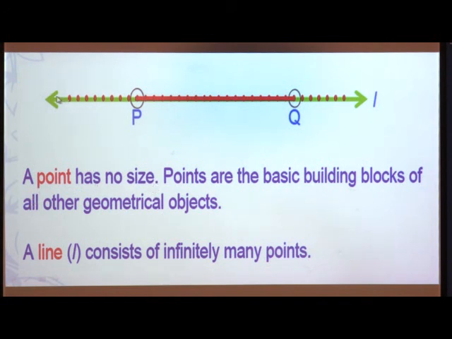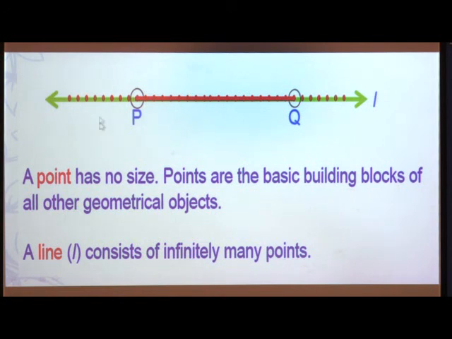See students, you can see a line. P is a point and Q is a point. Here just 2 end points are denoted. Besides this, there are many points on the line. And as you can see, this line is extended from both the sides. As we have seen just now, a line which is extended from both the sides can be said to be a line. It is not a line segment.